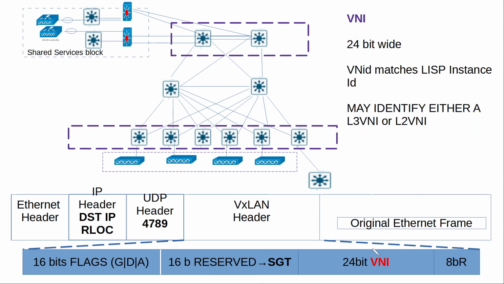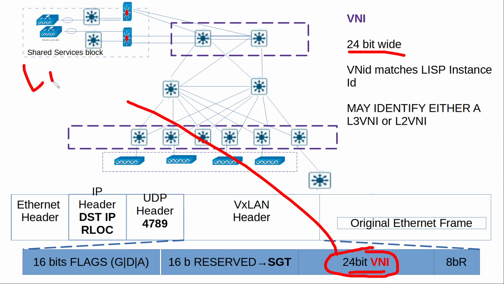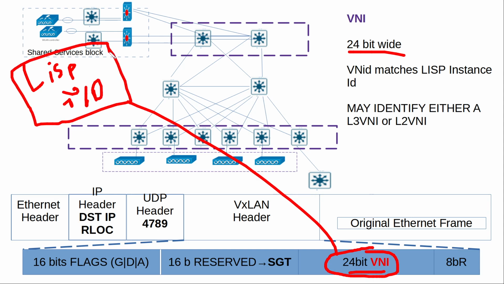The next field within the VXLAN header is the 24-bit VNI. So it is 24 bits wide. Just make a note here that this value matches with a LISP instance ID. We are not talking about LISP here. We are going to talk in more detail about LISP in the control plane session. Just notice that this value must match with a value within the configuration in LISP. And this value will have two natures in the fabric. It can either be a layer 3 VNID, or it can be a layer 2 VNID.